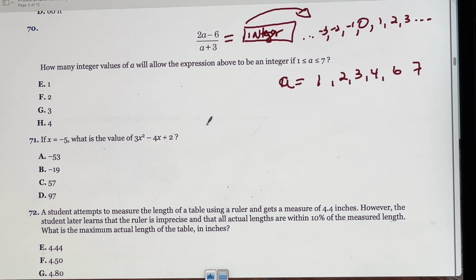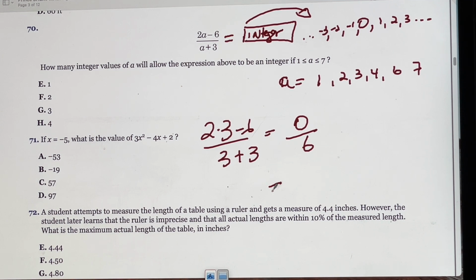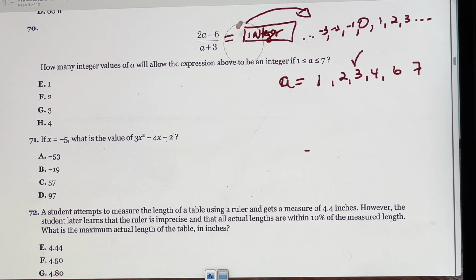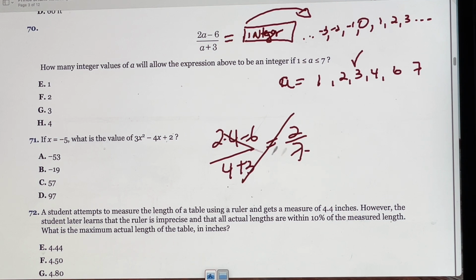3, does 3 work? 2 times 3 minus 6, over 3 plus 3. 2 times 3 is 6. 6 minus 6 is 0. And 3 plus 3 is 6. What's 0 divided by 6? It's 0. Is that an integer? Yeah, so 3 works. I'll put a little check mark there. Does 4 work? 2 times 4 minus 6 over 4 plus 3. 8 minus 6 is 2 over 7. That does not work.